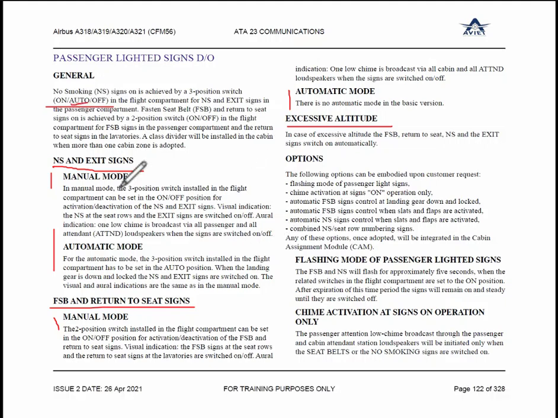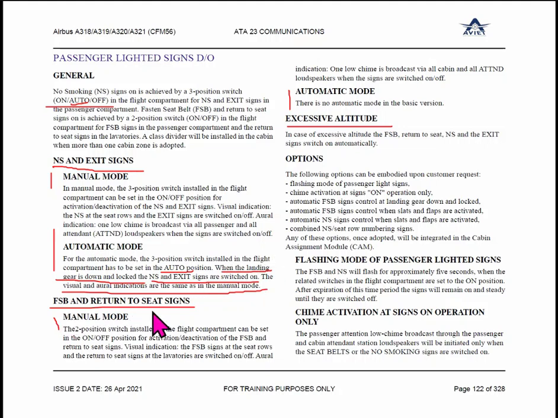When you put it in auto mode, the 3-position switch installed in the cockpit must be in the auto position. When the landing gear is down and locked, no smoking and exit signs are switched on automatically. Visual and oral indications are the same as in manual mode. So this is about the no smoking and exit sign. All emergency exit signs will come when the switch is in auto position and the aircraft is landed.